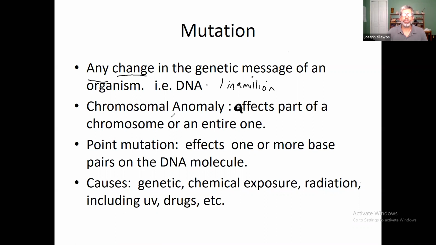Relatively large mutations are called chromosomal anomalies, and these affect part of a chromosome or possibly even an entire one. And we'll look at some different examples of that. And then we have point mutations, which now we're on the molecular level rather than the chromosome level, and it affects one or more of the base pairs. Remember those A's and T's?